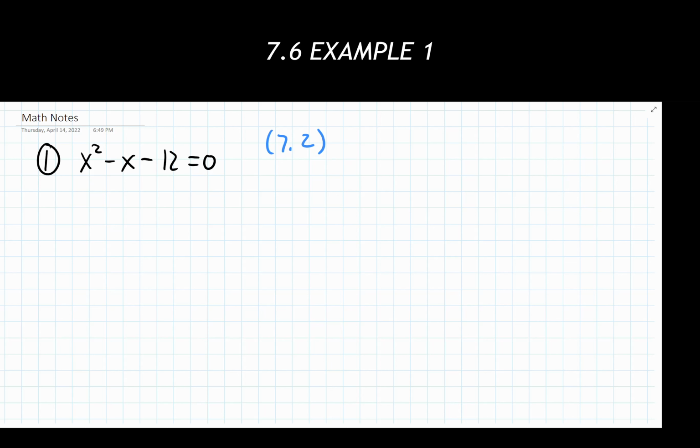What we did there, we identified our b and our c values. Actually, I think it's worth writing down. It's similar to the AC method. We can write b and c down. b is -1, c is -12. And now I need to find two numbers that multiply together to give me -12 and add together to give me -1. So like we did previously, 1 and 12, 2 and 6, and 3 times 4.